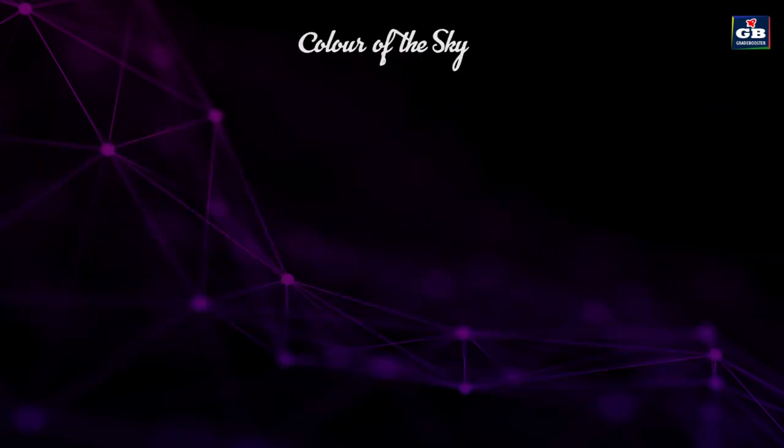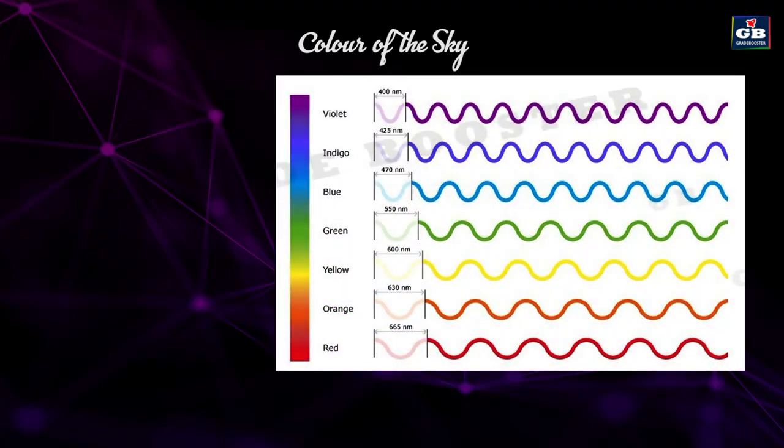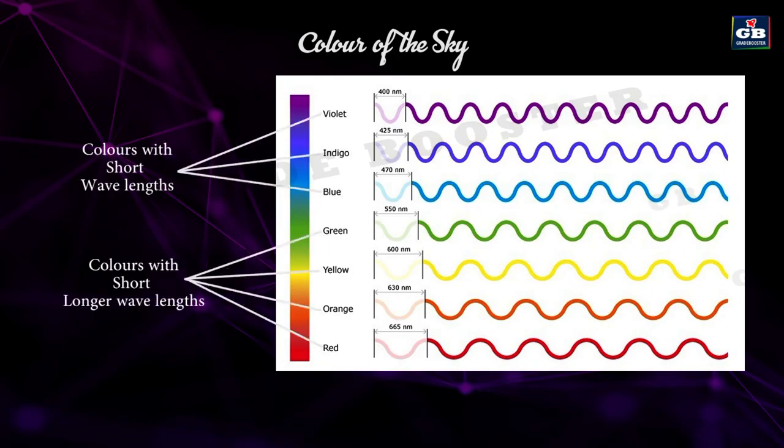Now let's see the color of the sky. Sunlight is composed of a spectrum of colors, we know that. Each of these colors has a different wavelength. These colors range from red with longer wavelengths to violet with shorter wavelengths. So there is a difference in the wavelength of these light rays: red, longer wavelength, and violet, shorter wavelength.